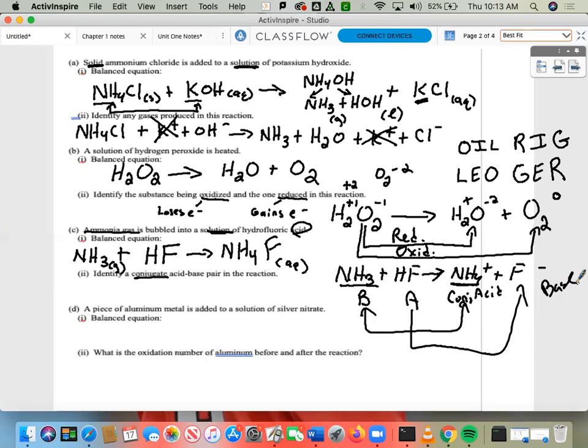Okay. A piece of aluminum metal, what's that? That's just Al. And remember, aluminum metal, if I look on the periodic table, it's solid. A piece of aluminum metal is added to a solution of, oh, here's one of my favorites, silver nitrate. Silver nitrate.